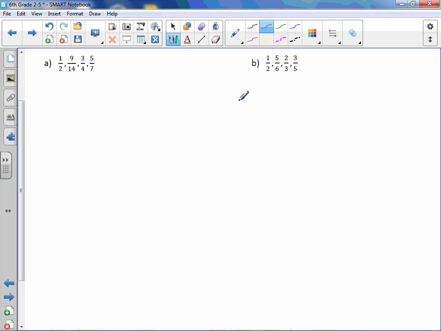All right, we need to compare 2, which is just 2, 14, which can be broken down into 7 and 2, 4, which can be broken down into 2 and 2, and 7, which is just 7. So these are my 4 denominators: 2, 14, 4, and 7.